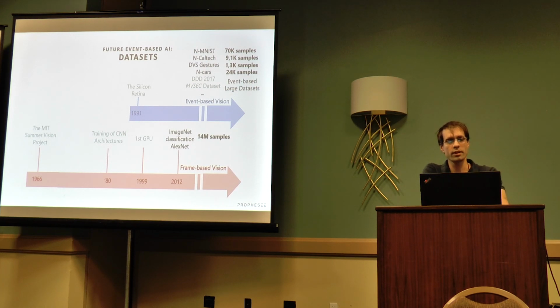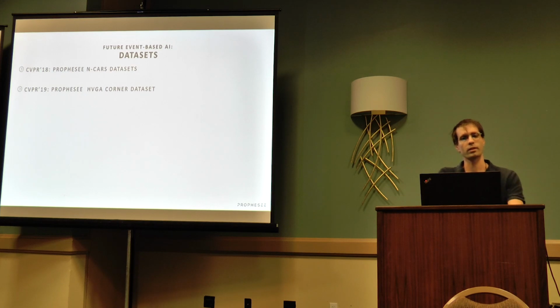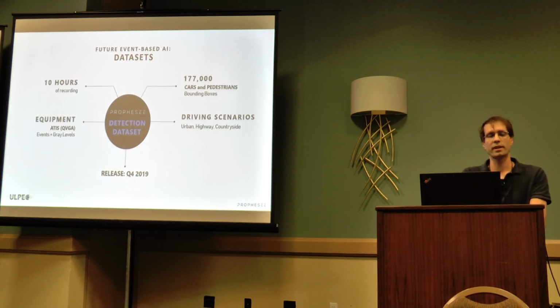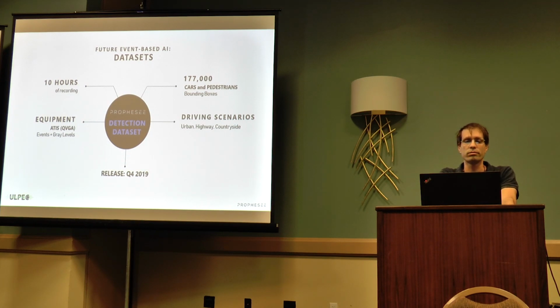In this, Prophesee is also contributing by releasing new datasets. For example, last year at CVPR, we released a dataset for car classification. This year, with our work on corner detection, we released the HVGI dataset. And by the end of the year, we'll also release a first large-scale detection dataset for event-based data. It will contain more than 10 hours of recordings from driving scenarios with more than 170,000 bounding boxes of cars and pedestrians. We think that only this way can we really improve and accelerate the performance of event-based systems.